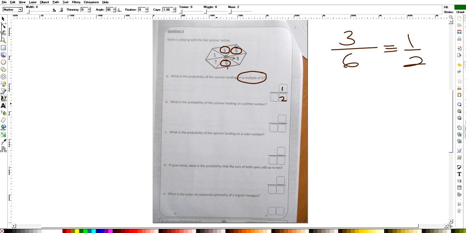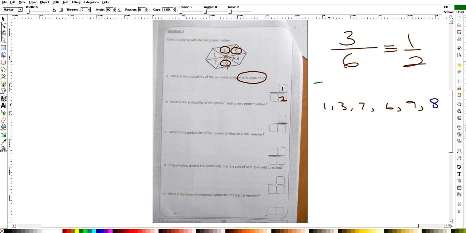Done. What's the probability of the spinner landing on a prime number? So the numbers are 1, 3, 7, 6, 9 and 8. I don't worry about the order. Right. We want to circle the primes. What's a prime number? It's a number that can only be divided by 1 and itself. So a prime number only has 2 factors.